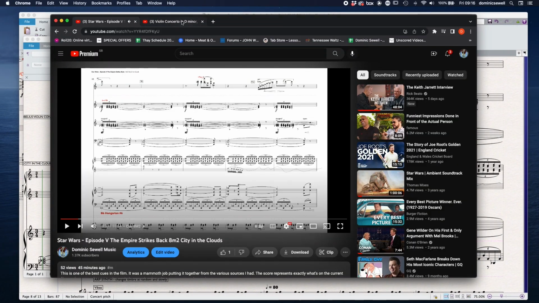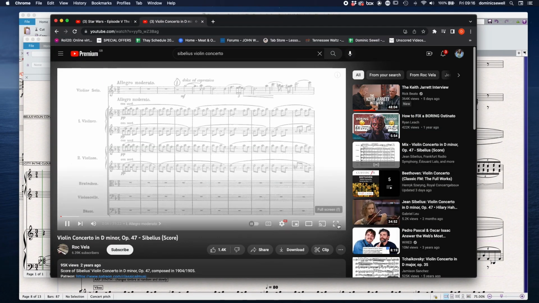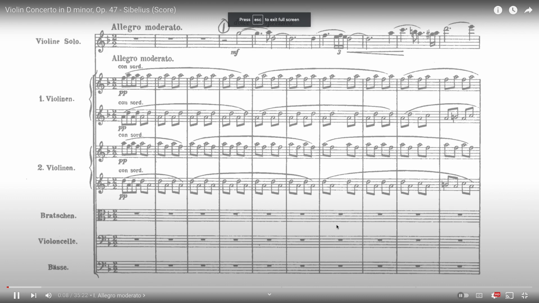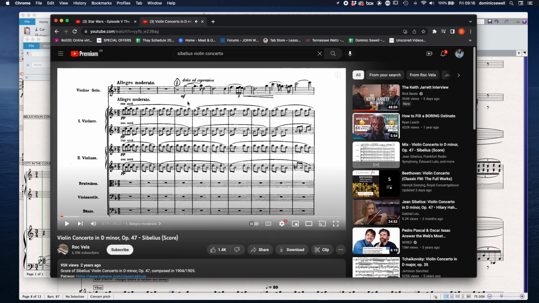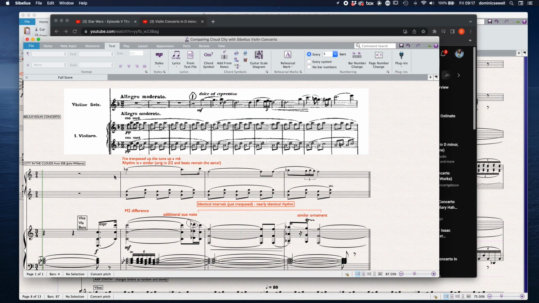So that's that, and then this is Sibelius's Violin Concerto, which is in a different key. It's in D minor. And that's the only thing. So it's 1, 2, 3, 4, 5 bars, but of course this is in 2/2, whereas the original Cloud City cue is in 3/4.